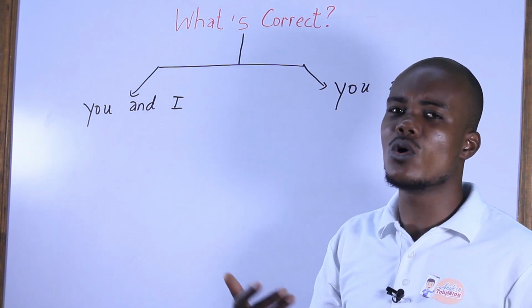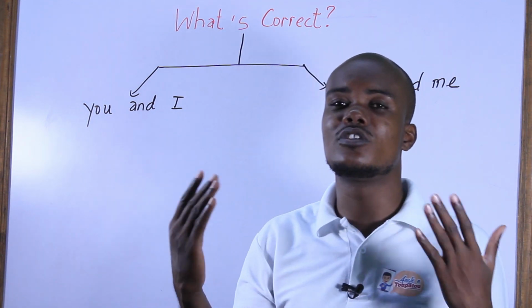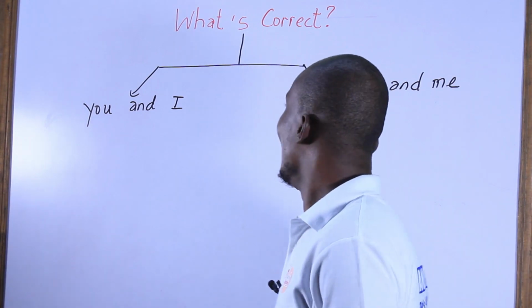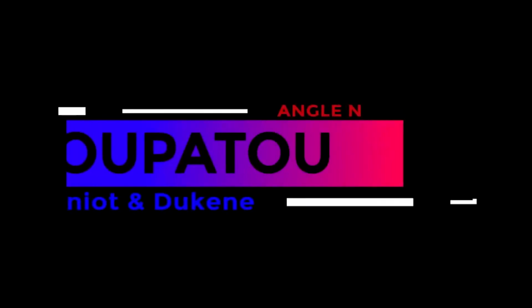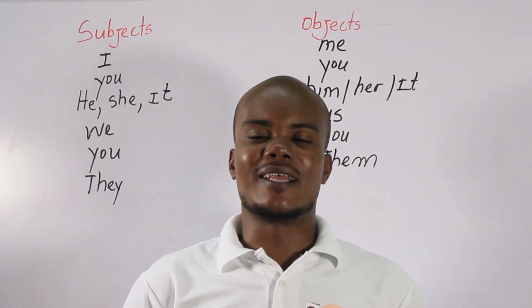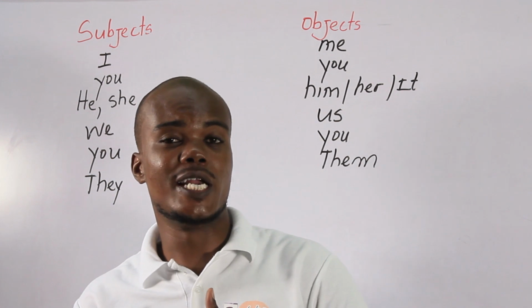What's the correct way to say it? In this video, you're going to learn how to say properly either you and I or you and me. Welcome back. This video is going to help you know what to say, either you and I or you and me.